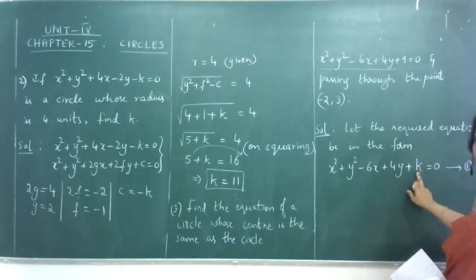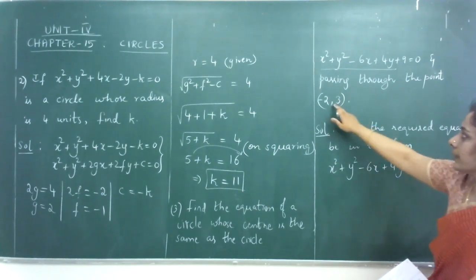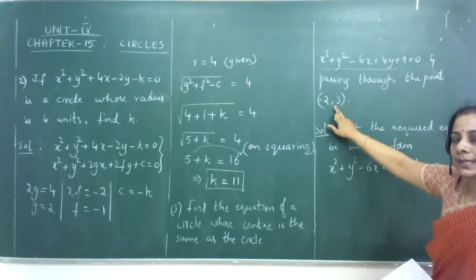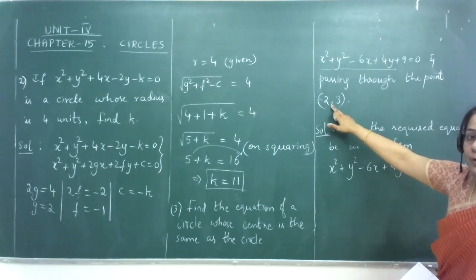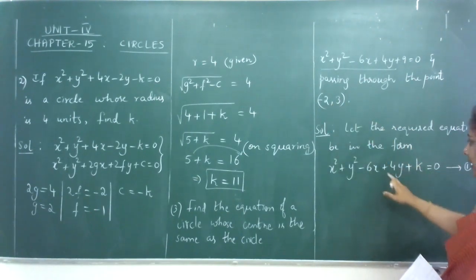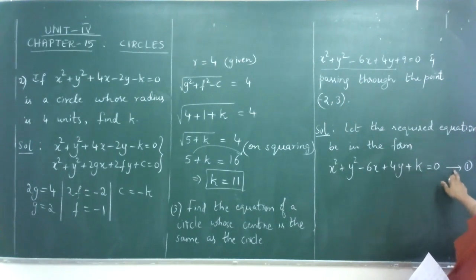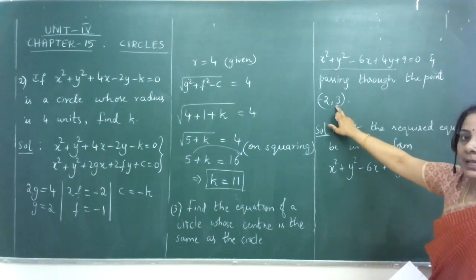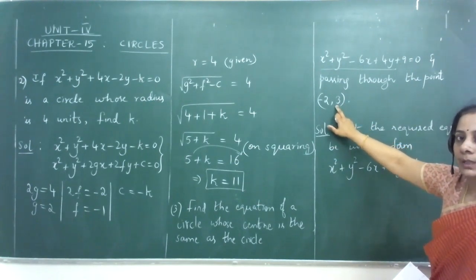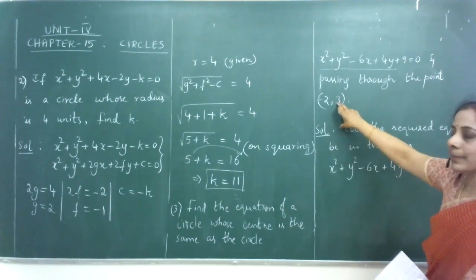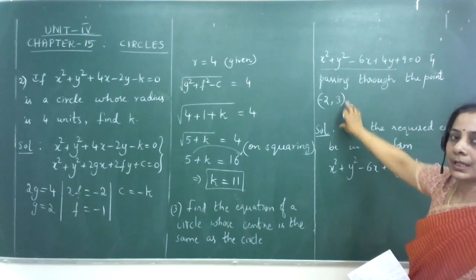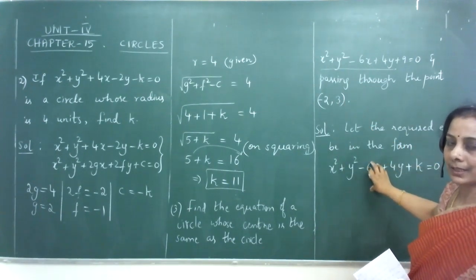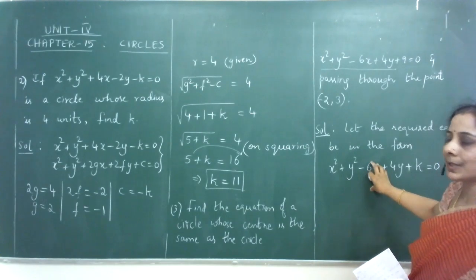Now I have to find the value of k. To find the value of k, they have given another piece of data in the question. What is it? That the required circle is passing through the point minus 2, comma 3. So what does that mean here? Circle 1, that is, the equation numbered 1, is passing through this point minus 2, comma 3. Whenever a circle is passing through a particular point, the coordinates of that point must satisfy the equation of the circle.